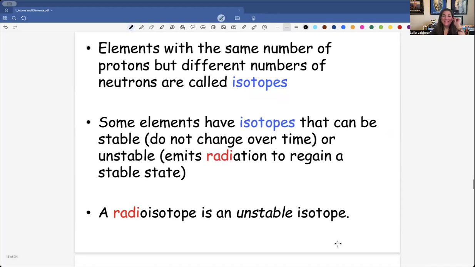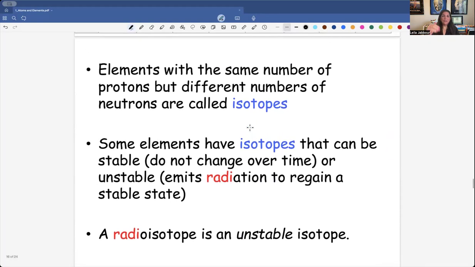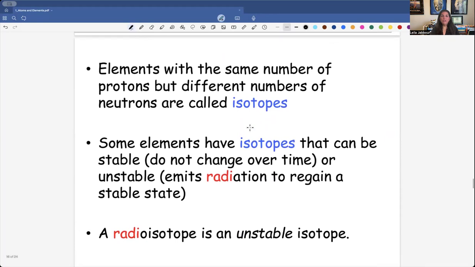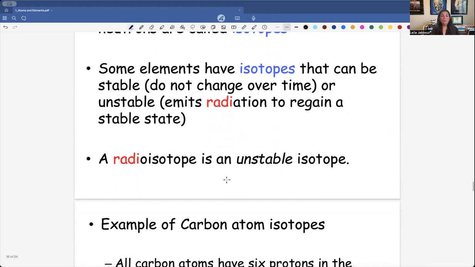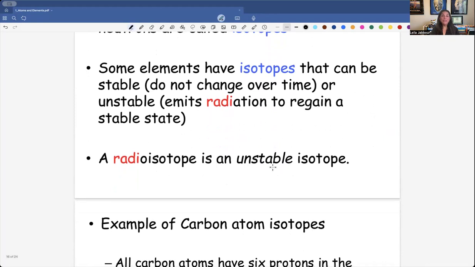Okay, all right, so moving on, elements with the same number of protons. Oh yes, I forgot to move this slide sooner because we already talked about isotopes. They have the same number of protons, different number of neutrons. They emit radiation, some of them. So a radioisotope is an unstable isotope.